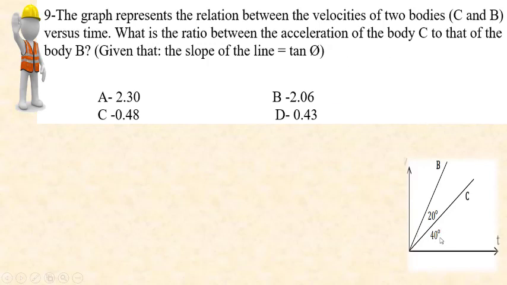What is the angle of c? It is 40 degrees. What is the angle made by p? 60. So the ratio between them equals the ratio between tan 40 to tan 60. It will be 0.48, which is the answer C.